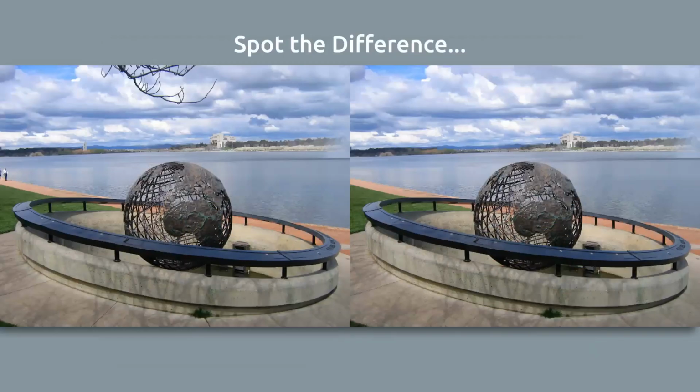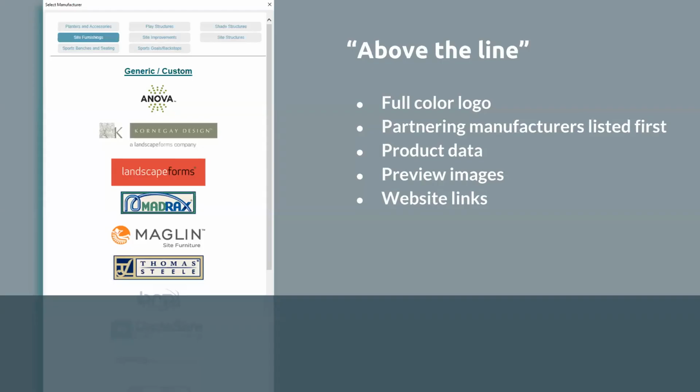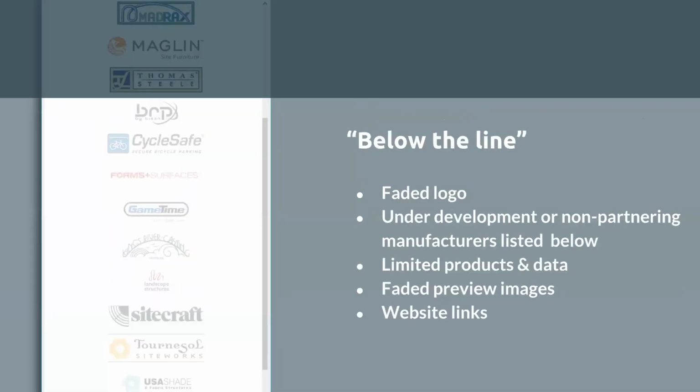And so we're going to go to how do you actually go about telling which manufacturers are partnering while you're in CAD. So the easiest way to tell when you're looking at one of the manufacturer lists is basically by the full color logo, and that manufacturer has basically the necessary information that you would need to add products to your project. If it's a faded logo, on the flip side, they're either one of two things. They're under development, so it means that we're working on them, or they're not partnering.